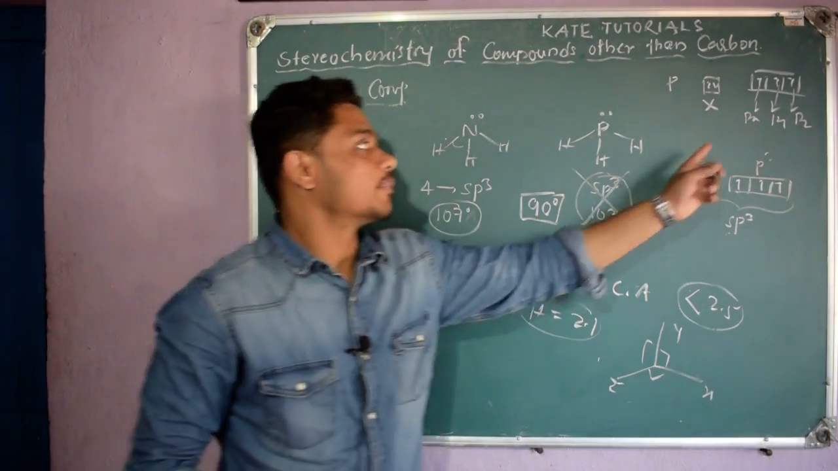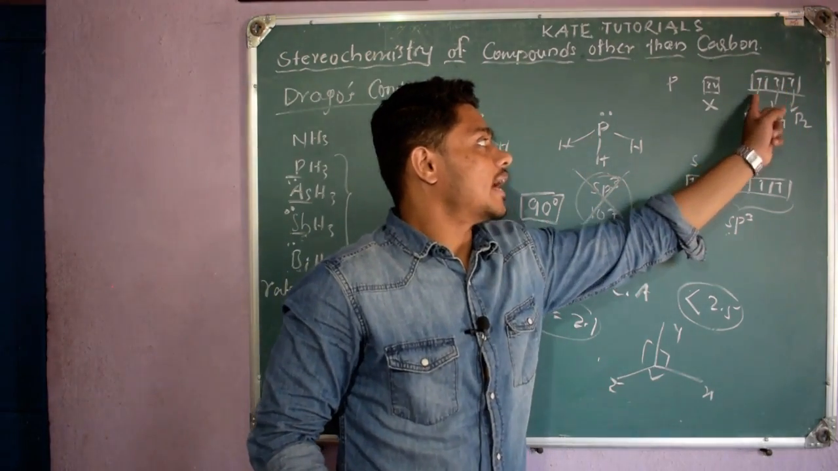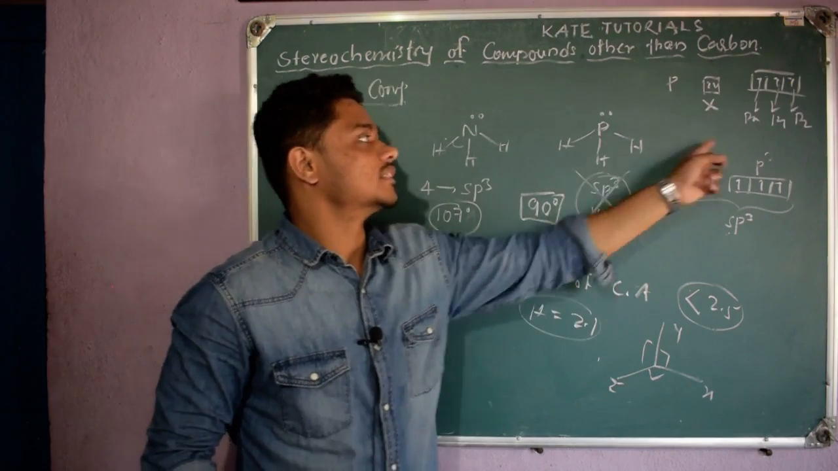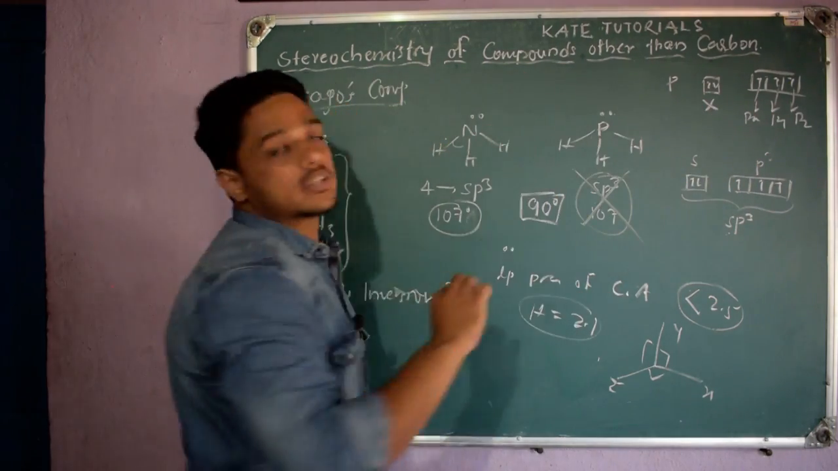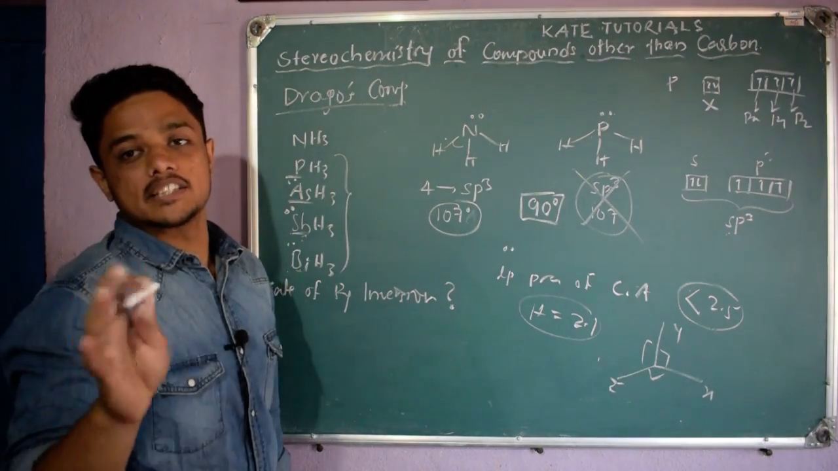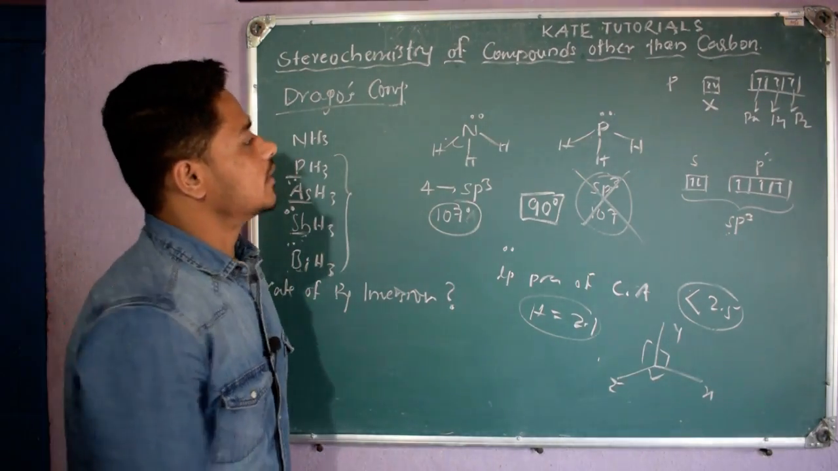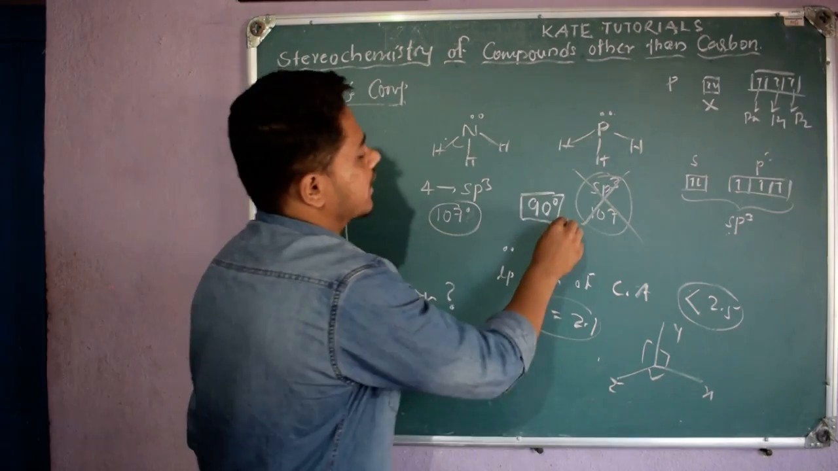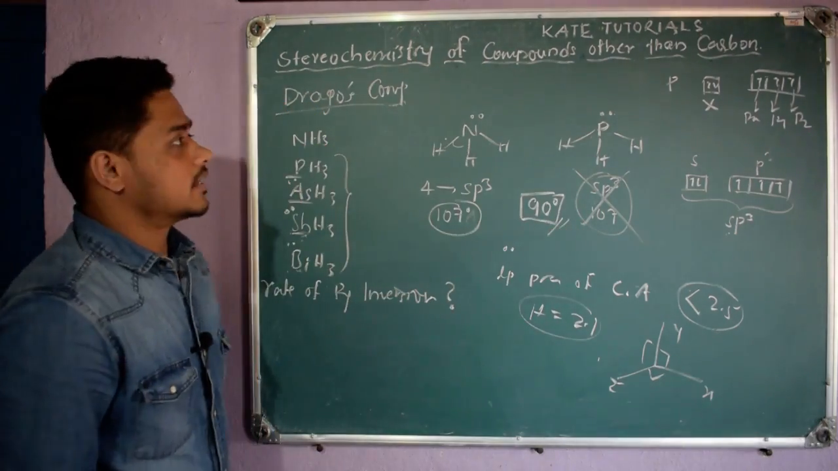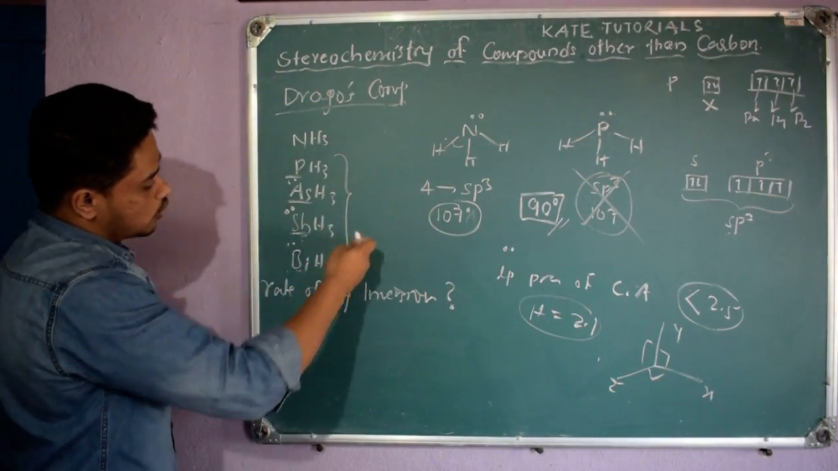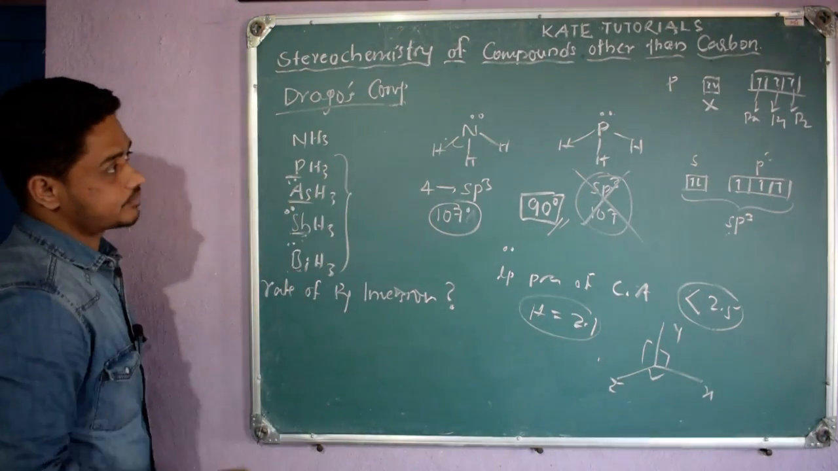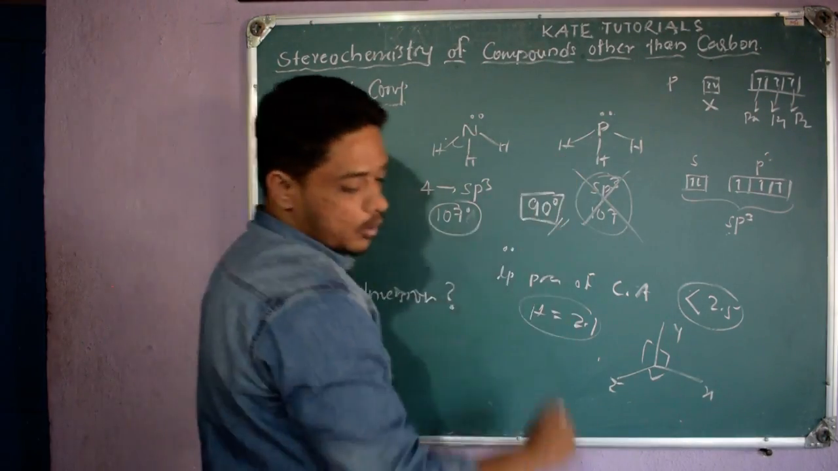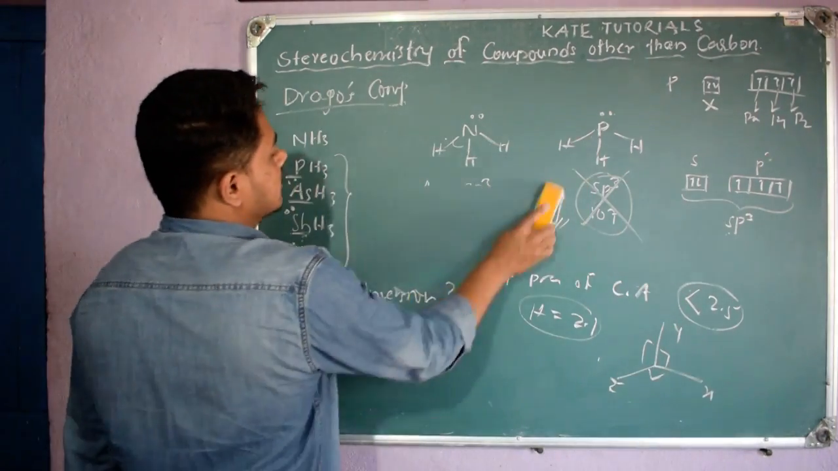Why is it so? Because the pure p orbital will have bonding with the hydrogens, and these lone pairs will remain as they are. So they won't undergo any hybridization. They won't participate in hybridization, because of which the bond angle will be 90 degree. Right. Similarly, as we go down the group, here also there is no participation of these lone pairs.